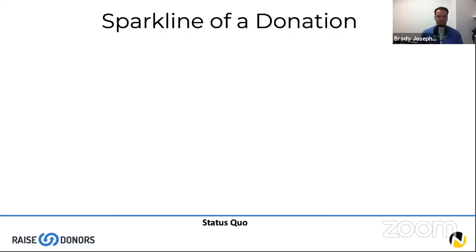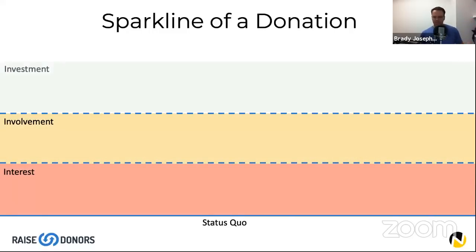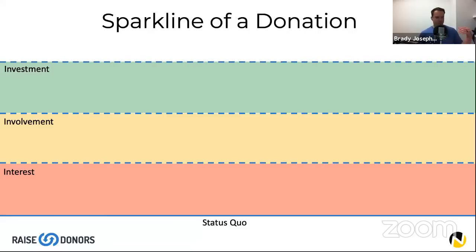And we talk about a spark line of a donation. So this is kind of what happens in this donation giving process, where we all start at the status quo. No one wakes up in the morning and says, I'm just going to give some money away today. Doesn't that sound good? No one really says that. So we all start at the status quo. Our job as fundraisers, marketers, is to move people to interest, involvement, investment.